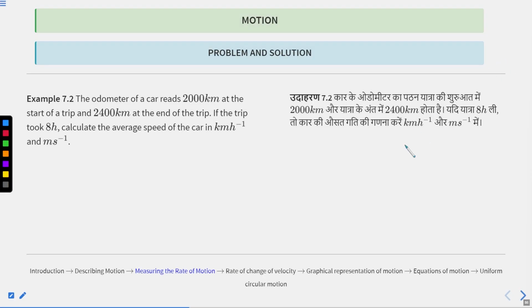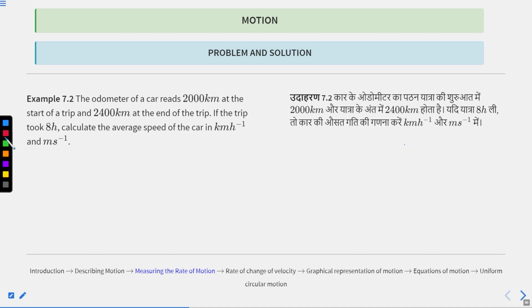Hello and welcome, class, to the class 7th motion chapter. In the last class we were studying what is velocity and we solved some questions. So in today's class we will first continue with that question and then we will learn about what is rate of change of velocity.